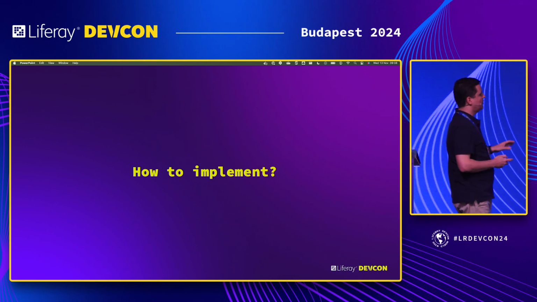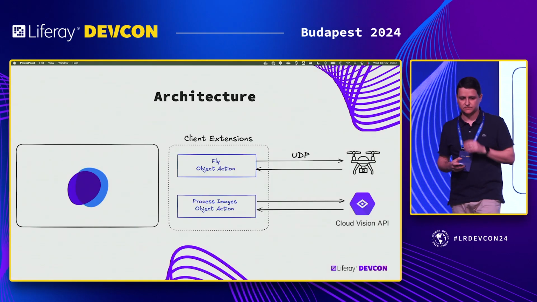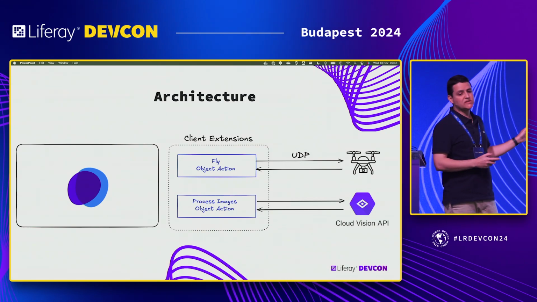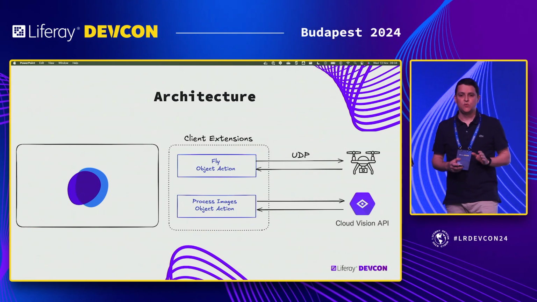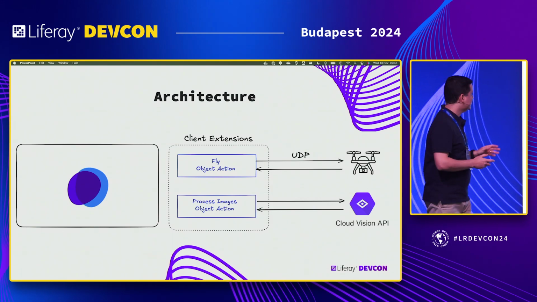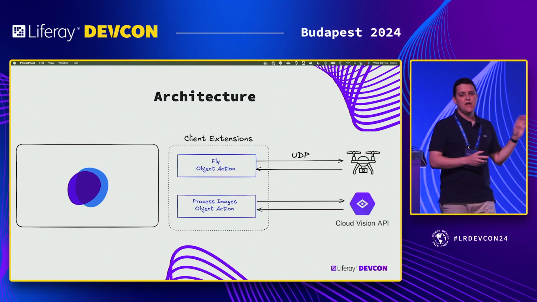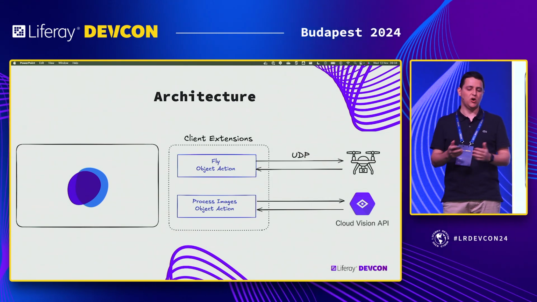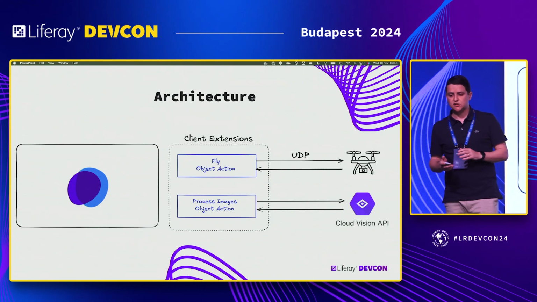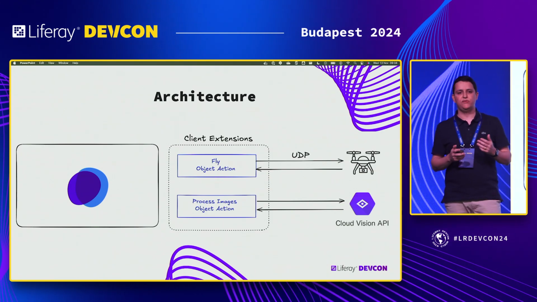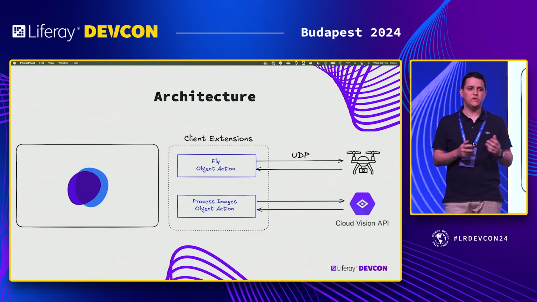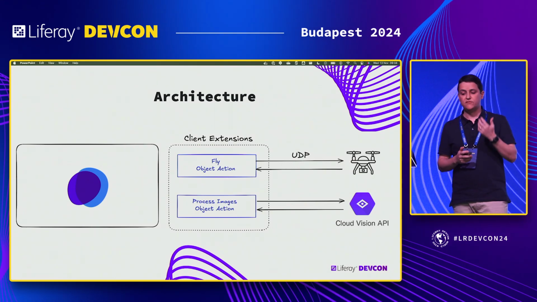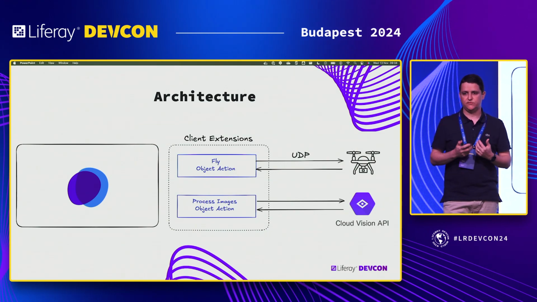Let's take a look a little bit at our architecture. So there is Liferay DXP, and outside Liferay, in the JVM, we have client extensions. So basically, we implement two client extensions, and both are object actions. One to fly, this fly object action. This client extension connects with the drone through a UDP connection. We open a socket, and we can send commands to the drone. We can read responses from the drone, and we can read the status from the drone.